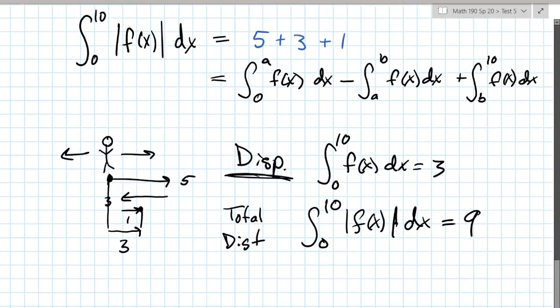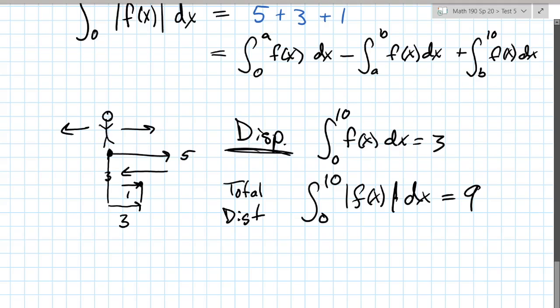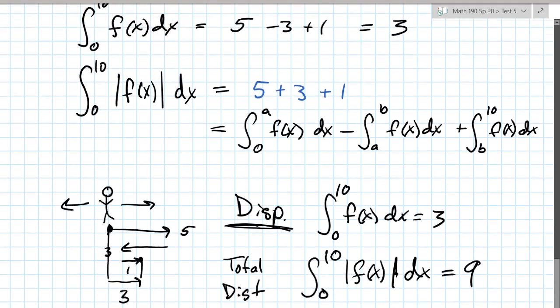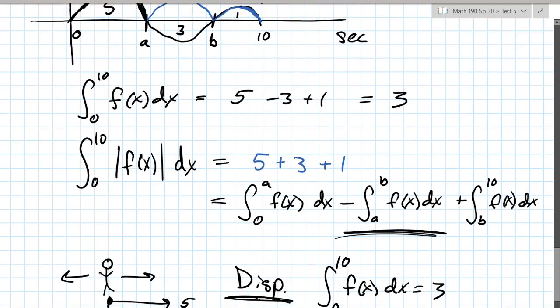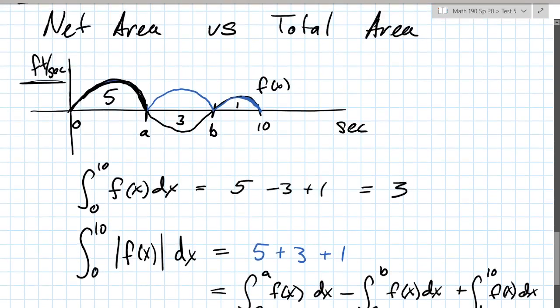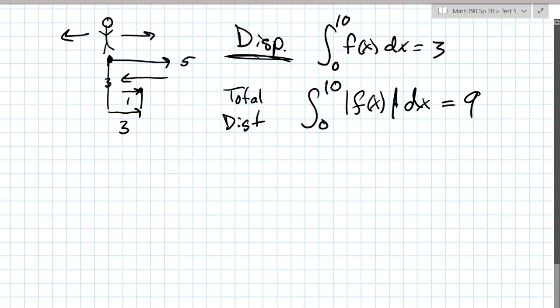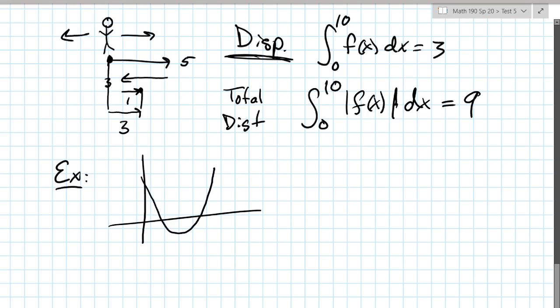So in order to find total distance, you're going to have to watch out. You might have to find zeros of a function to make the part that is negative positive. So one last example. If you've got a function that looks like a parabola, like so, and let's say we're going from 0 to 5 here, and let's say there's an intercept at 1 and 4.